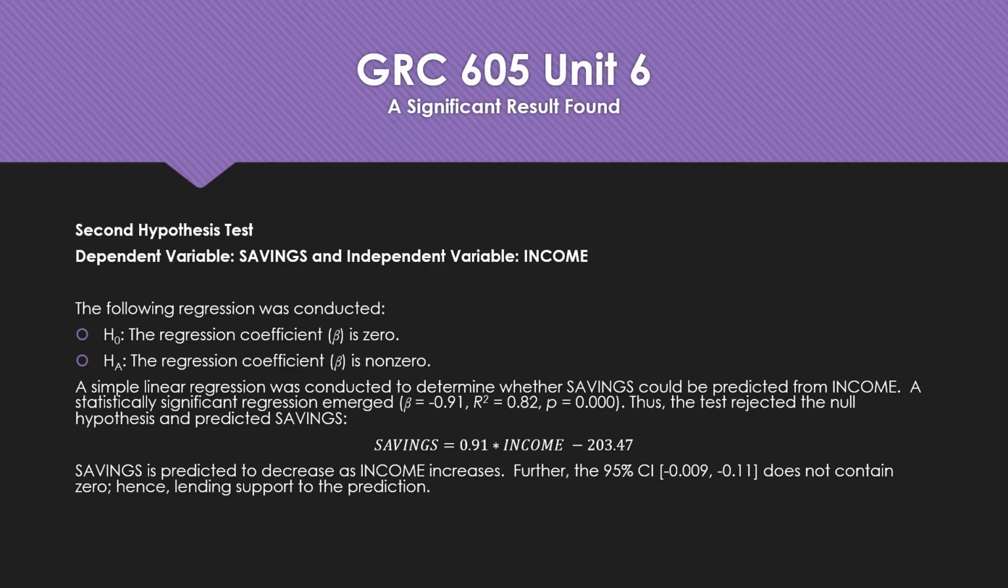Savings equals negative 0.91 times the income minus 203.47. Savings is predicted to decrease as income increases. Furthermore, the 95% confidence interval was negative 0.009 and negative 0.11, and it does not contain 0, hence lending support to the prediction.